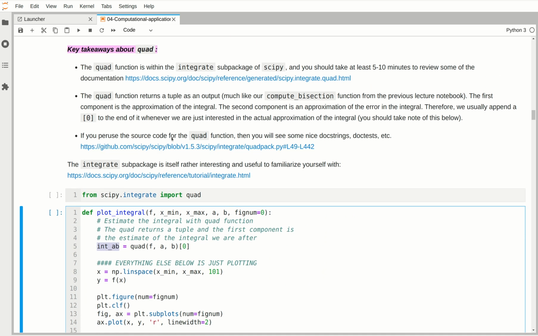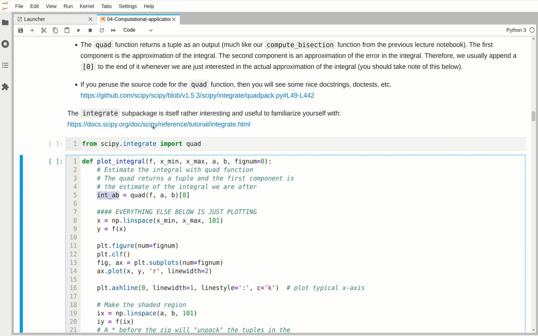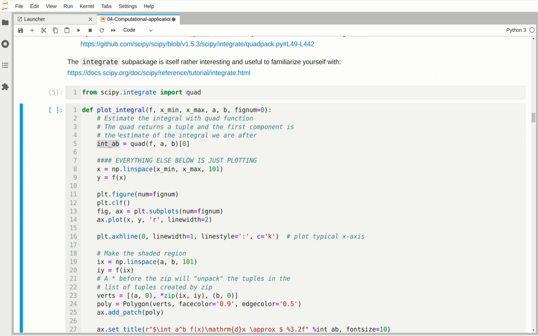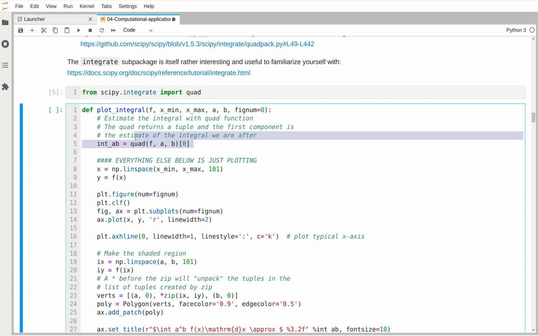If you peruse the source code for the quad function, you'll also notice some nice docstrings, doctests, etc. that show good coding practices. So again, I provide a link here for you to look at it. It's on GitHub. The integrate subpackage is itself rather interesting and useful to familiarize yourself with, especially if you're going to do some computational data science applications or just general work in that field or you're interested. So I highly recommend looking at this tutorial that I reference here. For now, though, let's just import the quad function from scipy.integrate. And then this plot integral has a similar flavor to what we saw in the Part A lecture notebook in that all the computations are done here.